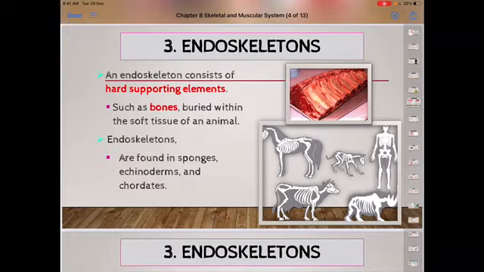Okay, now we go into the third type of skeleton, endoskeleton. Endoskeleton consists of hard supporting elements such as bones, which can be found within the soft tissue like us, like humans. We have bones inside our body. This type of skeleton can be found among other organisms like sponges, echinoderms like sea stars, and chordates. Chordates refer to all the vertebrates, like mammals, reptiles, and birds, all are chordates.